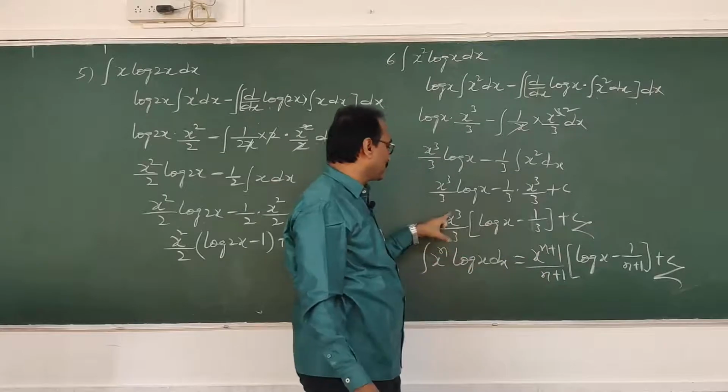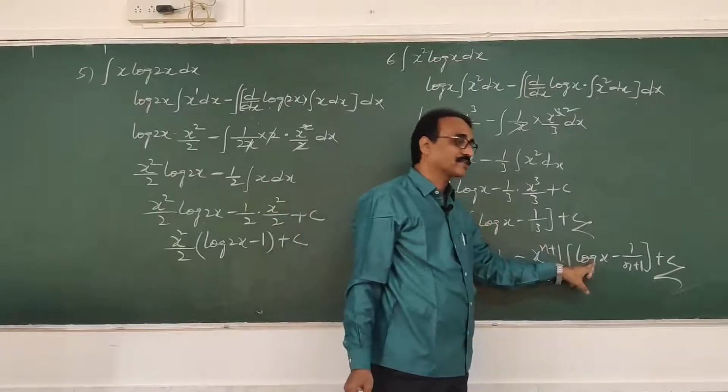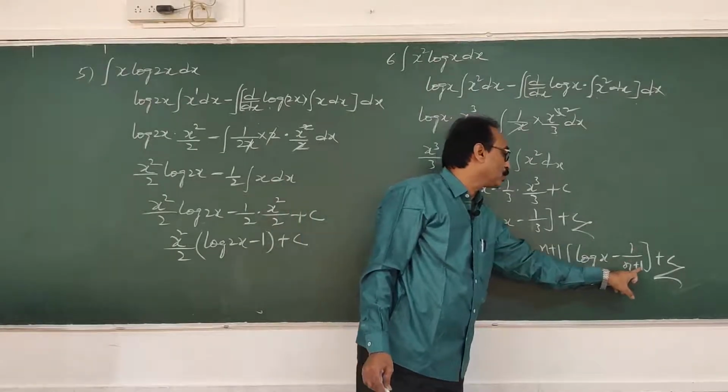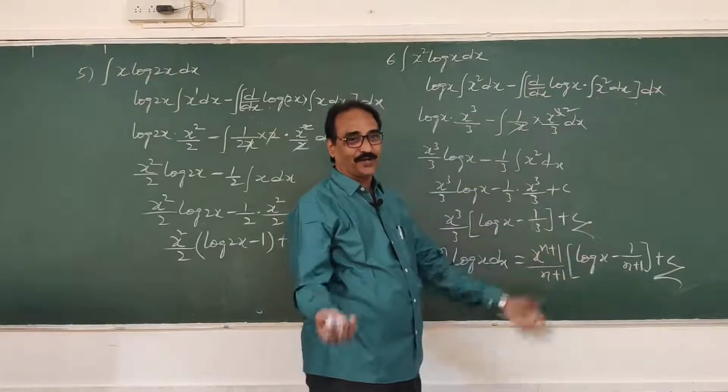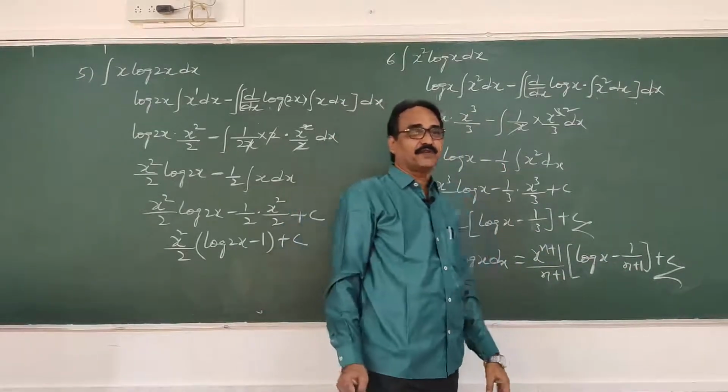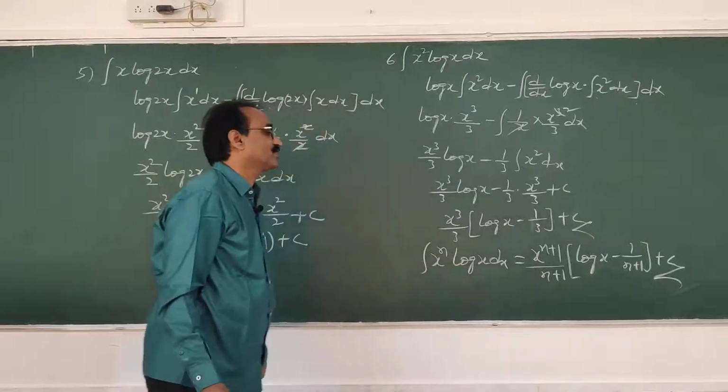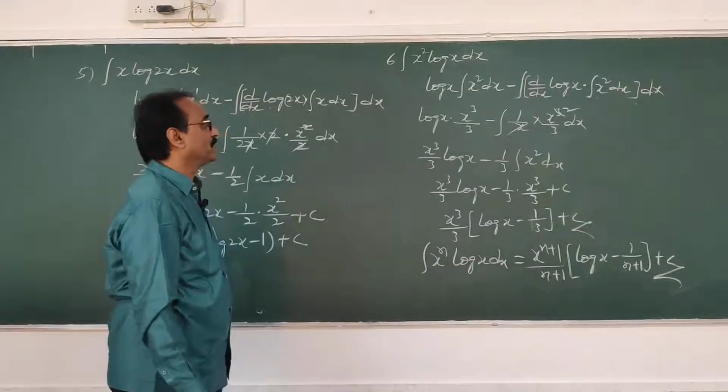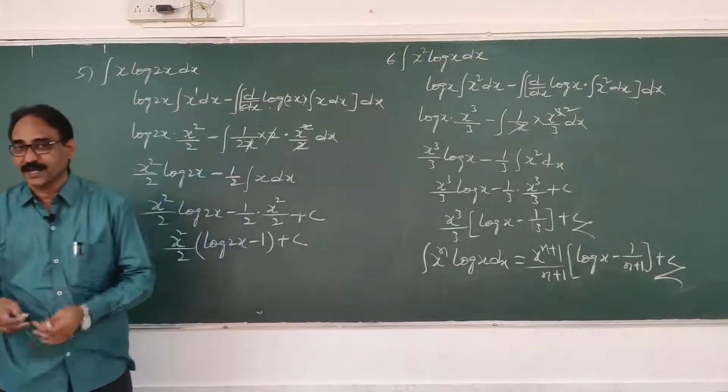X cube by 3. Yes, we got it. Log x minus 1 by n means 2. 2 plus 1, 3. We got it. Over. So that's why, from the entrance point of view, this type of problem is given. If you remember this formula, then it is easy. We can do it. Okay, let us move to the next problem.